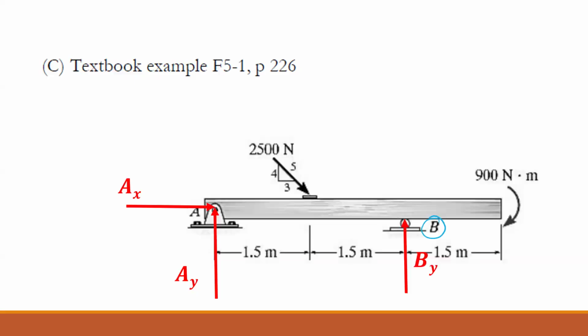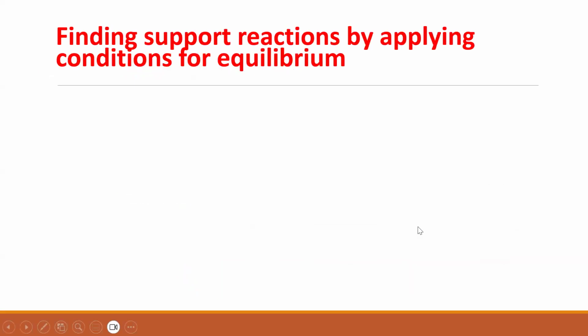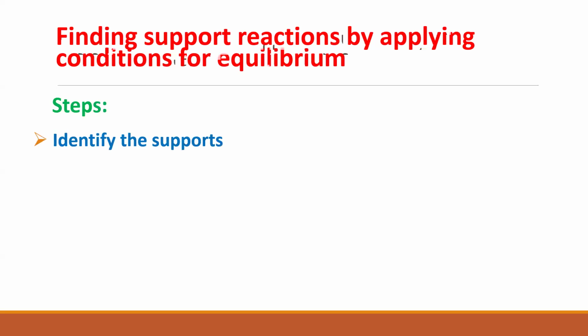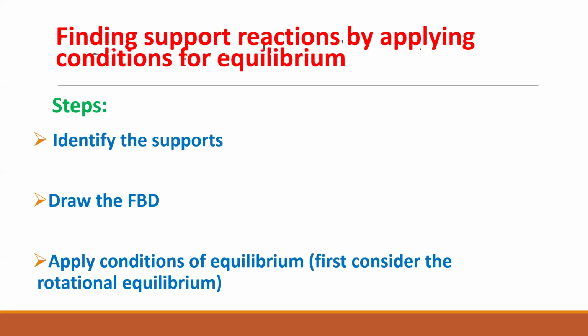Okay, I hope you understand this. We'll do a question now. So the steps are, first we need to identify the supports, whether it is a pin support, roller support, or a fixed support. Then we draw the free body diagram and then we apply the equilibrium conditions. So what are the equilibrium conditions? All the forces in the y direction should be equal to 0. All the forces in the x direction should be equal to 0. Sum of the moments equals 0 about any point.